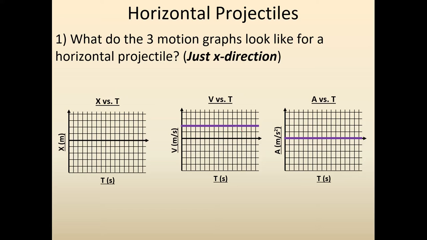And then, since this velocity is constant and positive, the slope for the position graph should also be constant and positive. So I should end up having a linear graph starting at 0 going upwards. So these are what the graphs will look like for the horizontal projectile in the x direction.